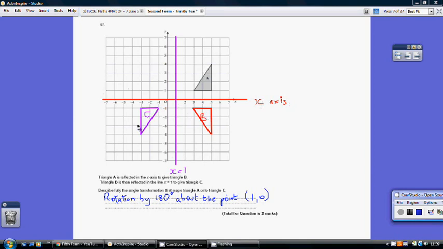We've just got to reflect B over the mirror line to become C. So for example, this point here is 2 from the mirror line, 2 from the mirror line. This point here, for example, 4 from the mirror line, 4 from the mirror line.